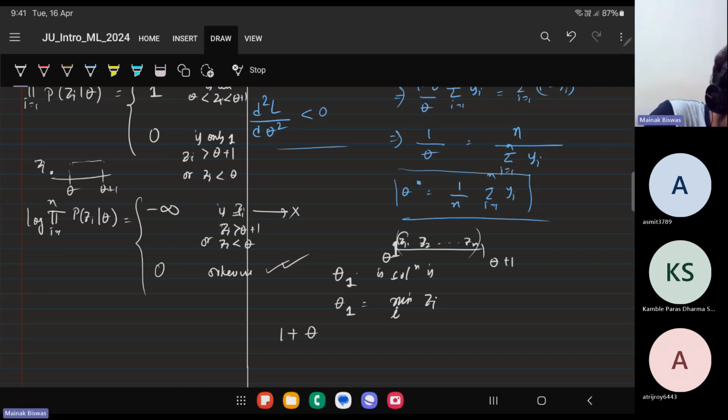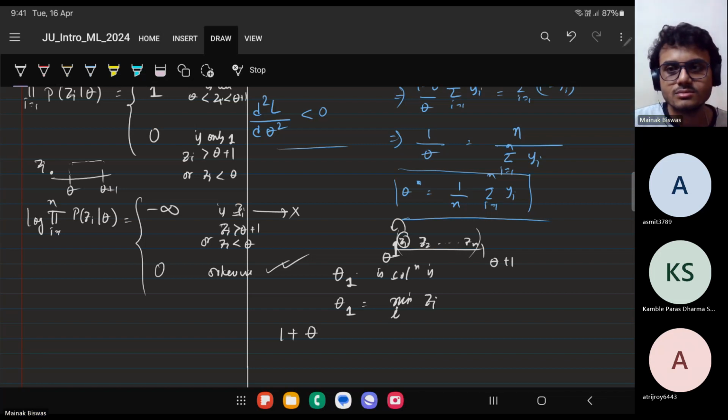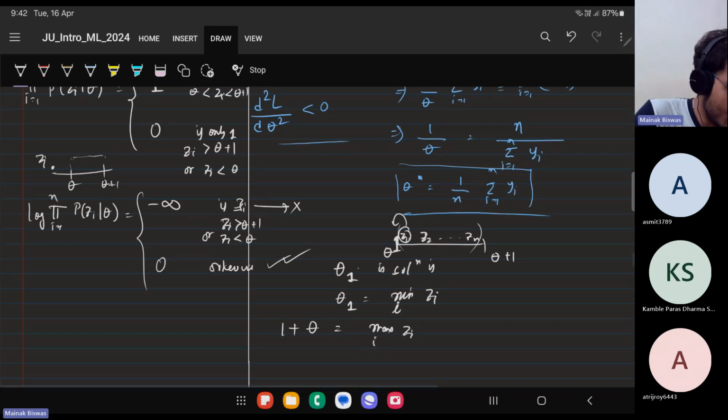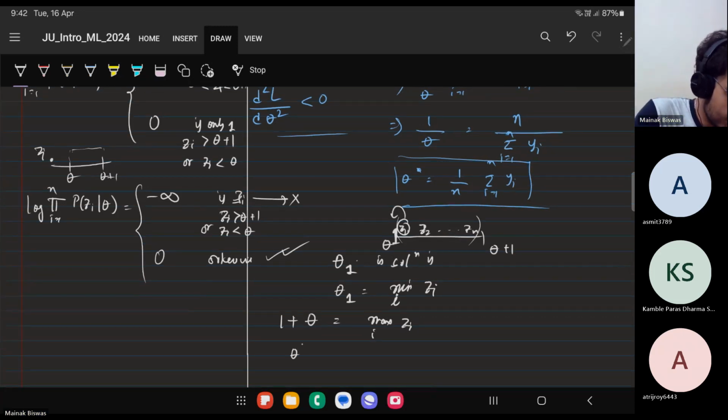If the minimum is Zi, since the Zi's have been sampled from uniform theta and theta plus 1. If the minimum is set as theta, do you agree theta plus 1 and theta will contain all the Zi's? Yes. Similarly, if I take theta plus 1 as the maximum of the Zi, do you agree that between theta plus 1 and theta, again, it is going to contain all the Zi's?